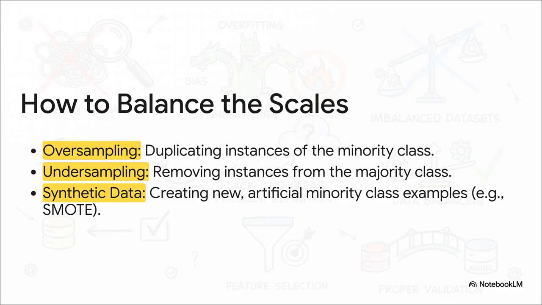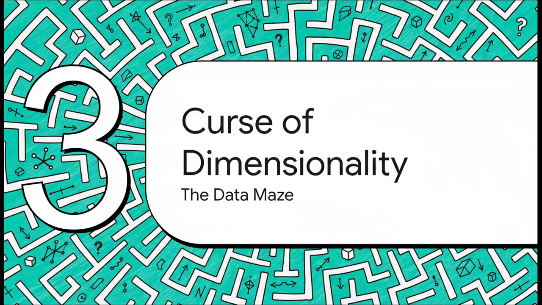So, how do we fix this? How do we give that underdog class a fighting chance? Well, data scientists use a few cool balancing techniques. We can do what's called oversampling, where we just make more copies of the rare fraud cases. Or we can do undersampling, where we delete some of the normal, non-fraud cases. Or we can get even fancier and use smart algorithms like SMOTE to generate brand new artificial fraud examples that look real.